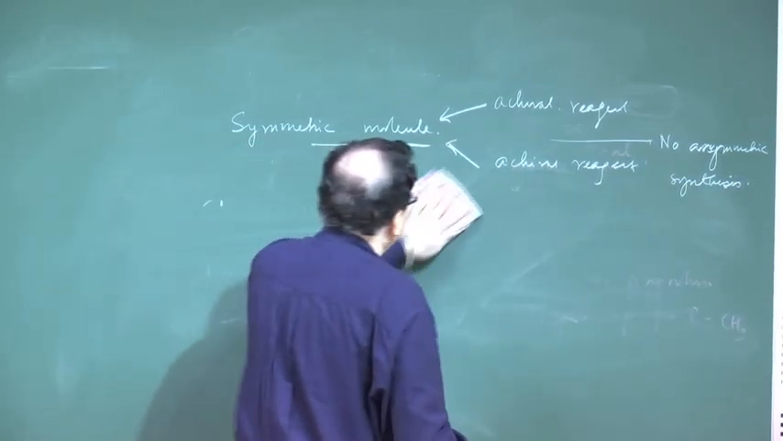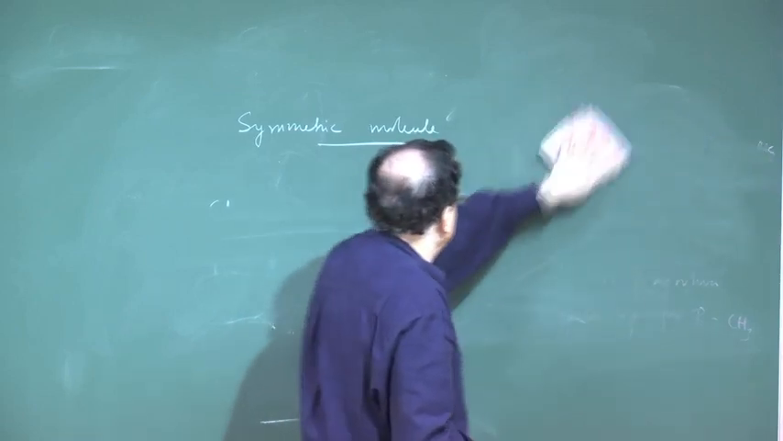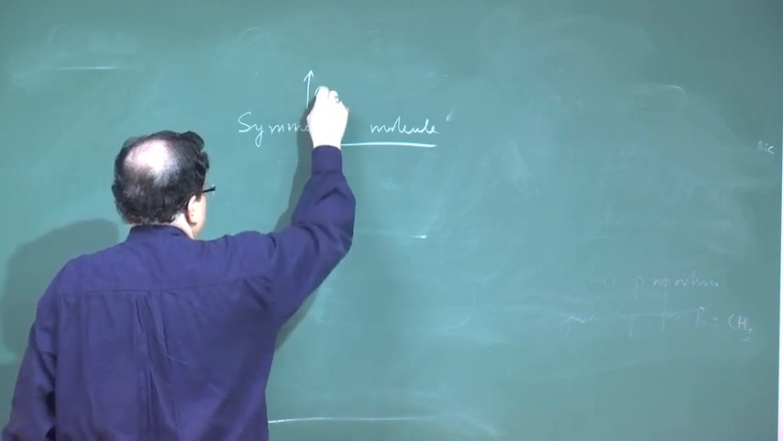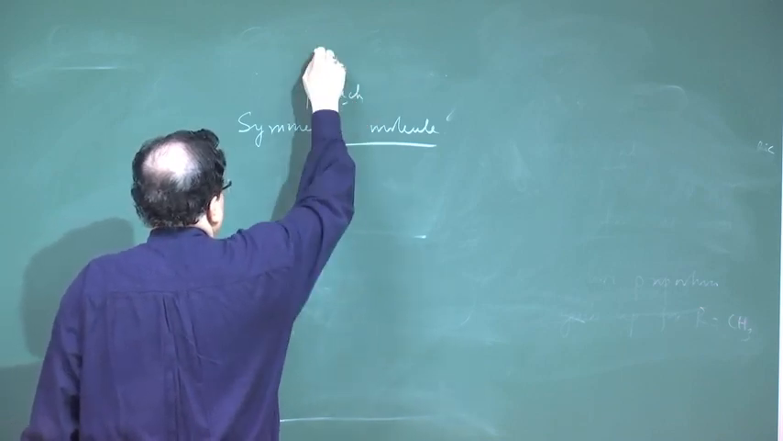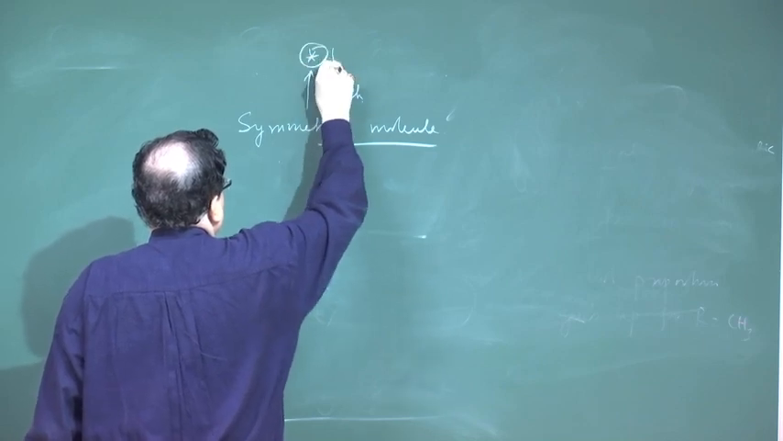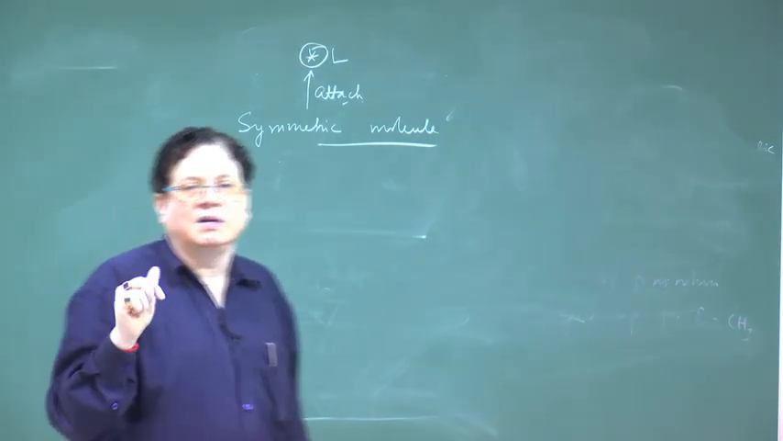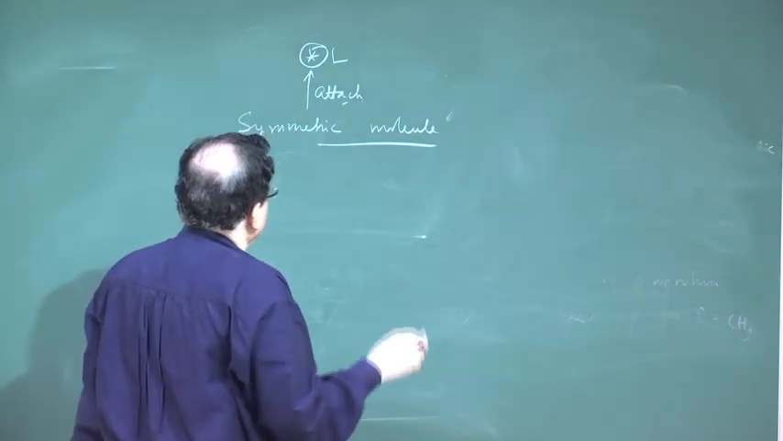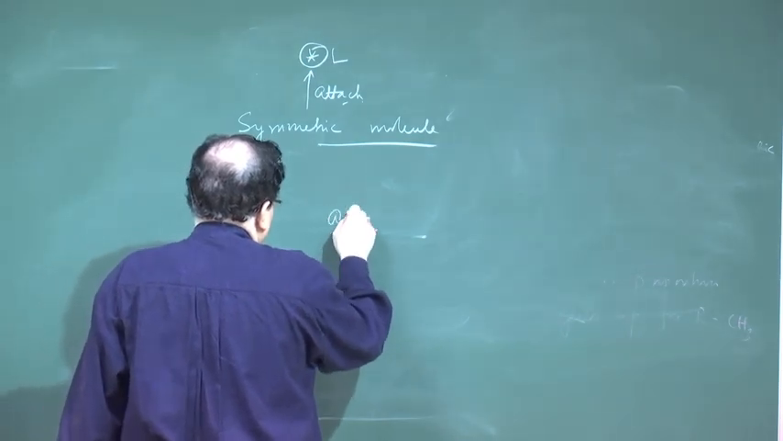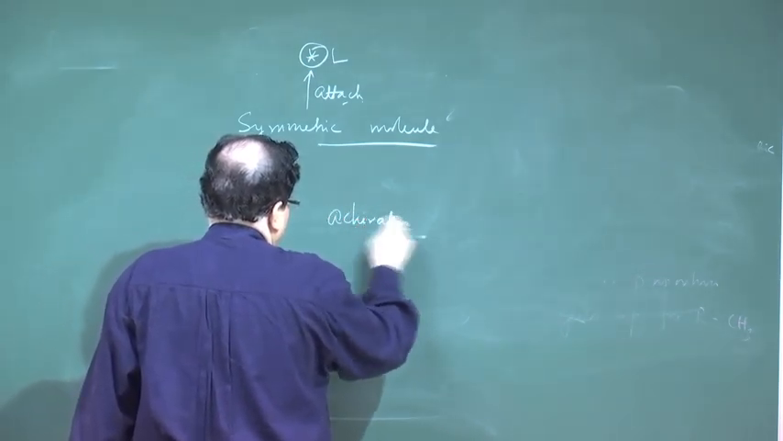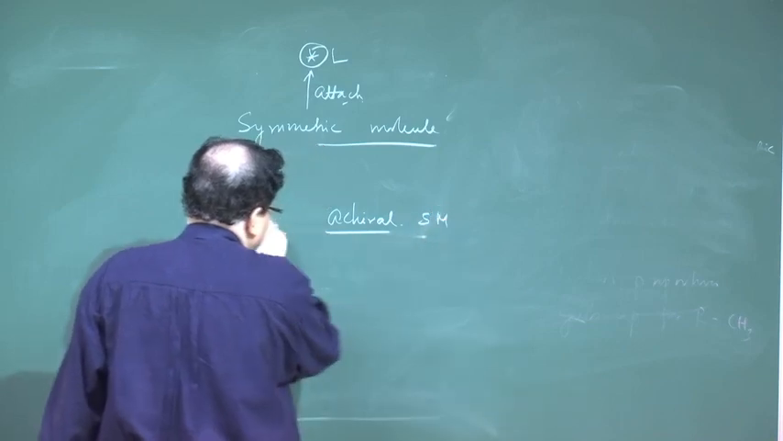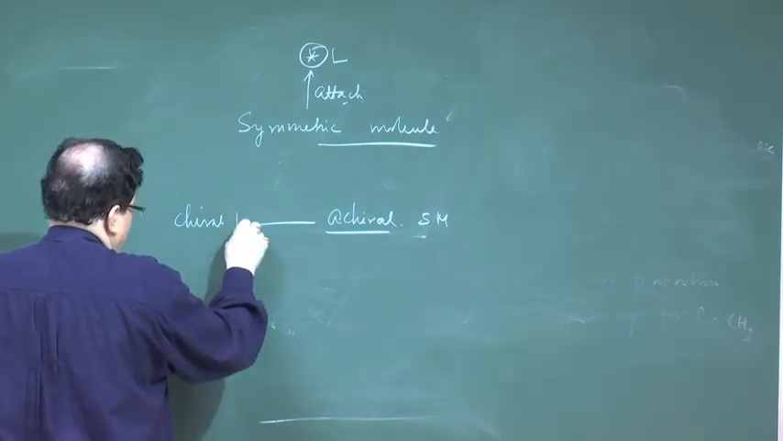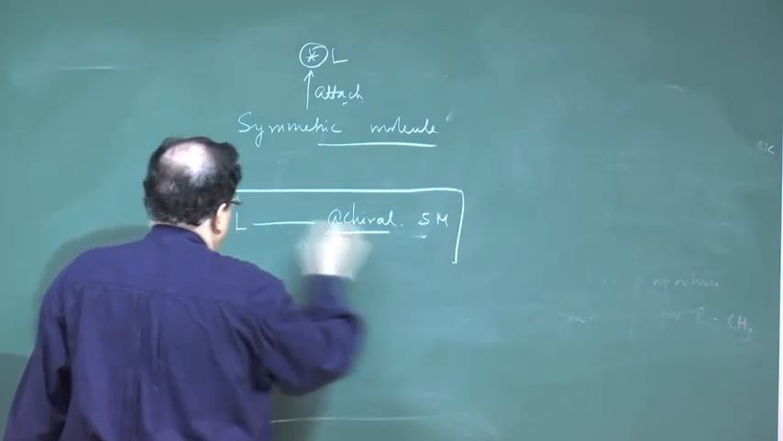So, in those cases what do you do? In the symmetric molecule you attach a chiral entity through a covalent bond, and then do the reaction. So, now what you have, earlier it was an achiral starting material, but once you put a chiral entity L, the whole thing becomes chiral.